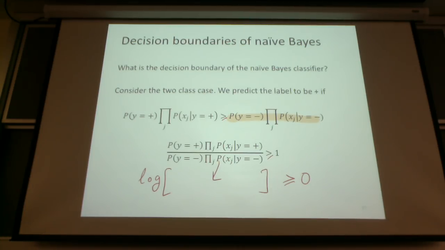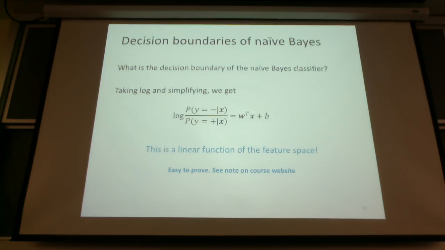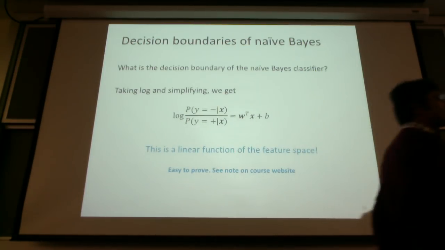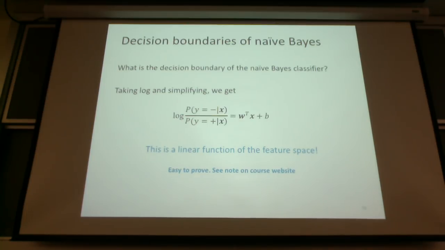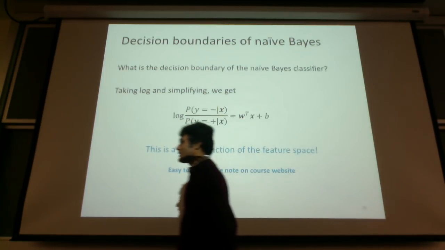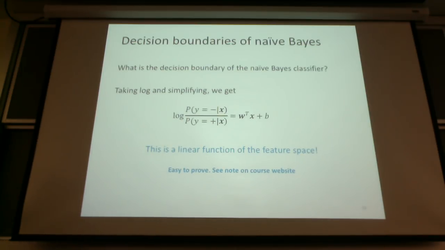Now I'm not going to prove this, but I think there's a note on the class website which walks you through the proof. If you take the log of this quantity and work it through and simplify it, it ends up being that the label is plus if a certain vector of weights dot the features plus a bias is greater than 0. This is kind of a weird thing. We start off with naive Bayes assumptions and features being independent and all that good stuff, and it turns out that the decision boundary is linear. It's actually a fun proof. It's a nice little manipulation that works, and I encourage you to take a look at it.